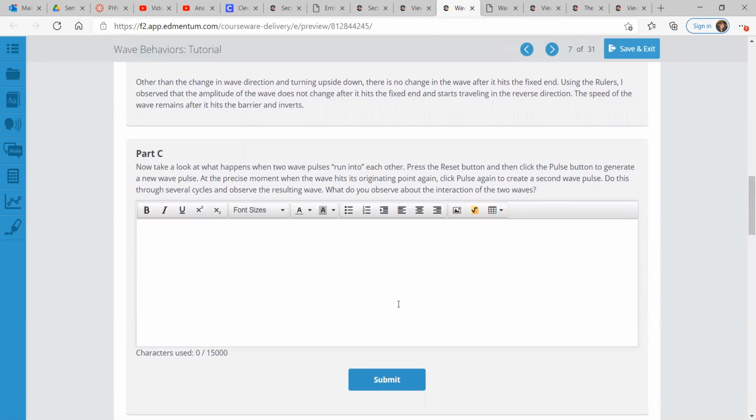Now take a look at what happens when two wave pulses run into each other. Press the reset button and then click the pulse button to generate a new wave pulse. At the precise moment when the wave hits its originating point again, click pulse again to create a second wave pulse. Do this through several cycles and observe the resulting wave. What do you observe about the interaction of the two waves?